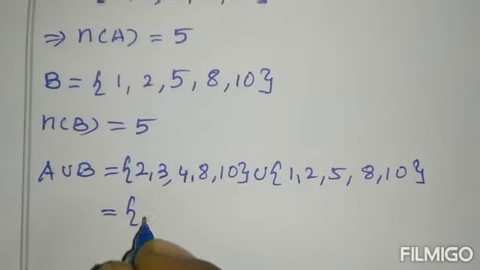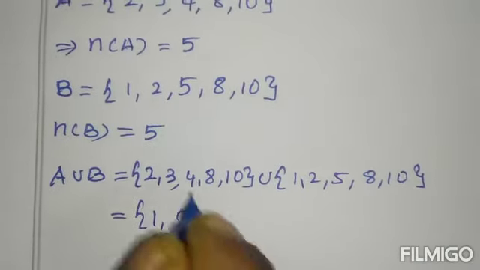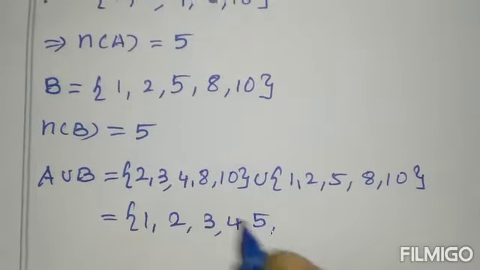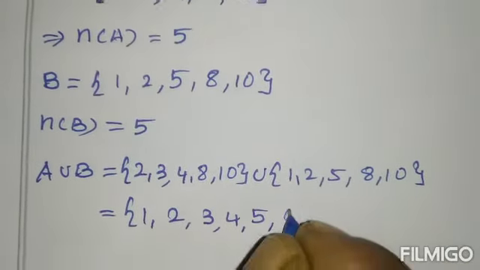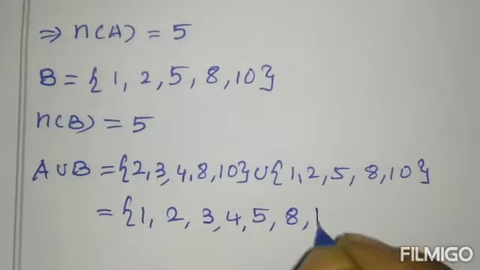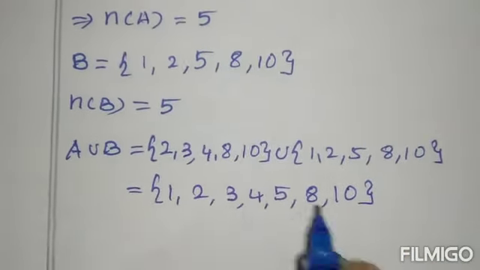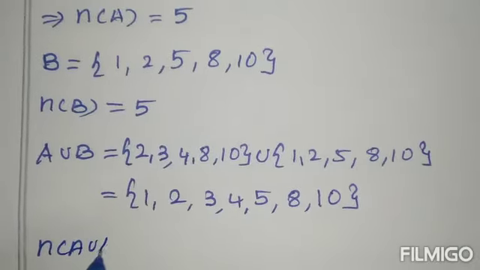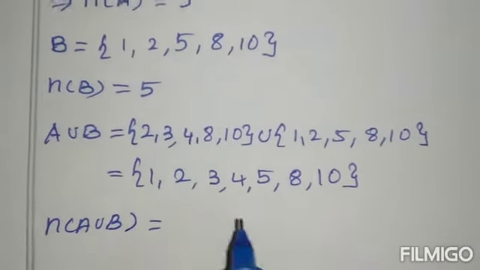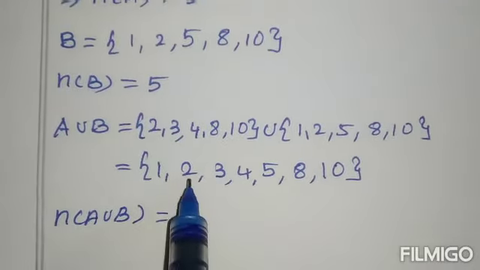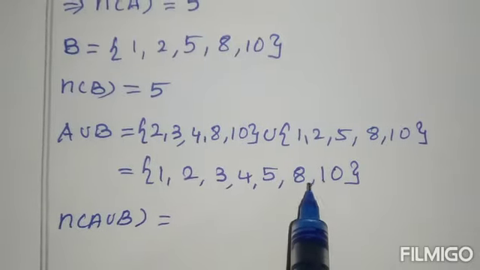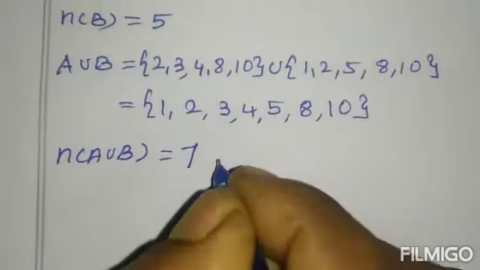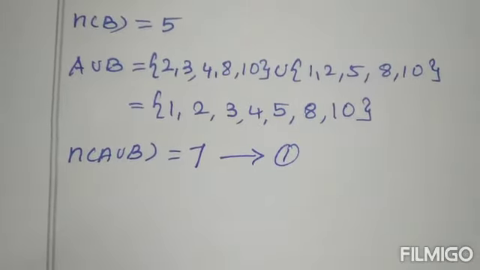So now 1, 2 is in this, 3 is in this, 4, 5 is in that, then 6 is not there, 7 is not there, then 8, 9 is not there, 10. So these are the elements of A union B. Now we can write the n of A union B, that is the number of elements in the set A union B. So 1, 2, 3, 4, 5, 6, 7. So there are 7 elements. So take it as equation 1.